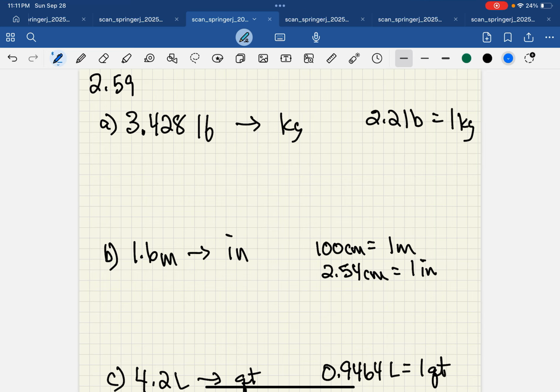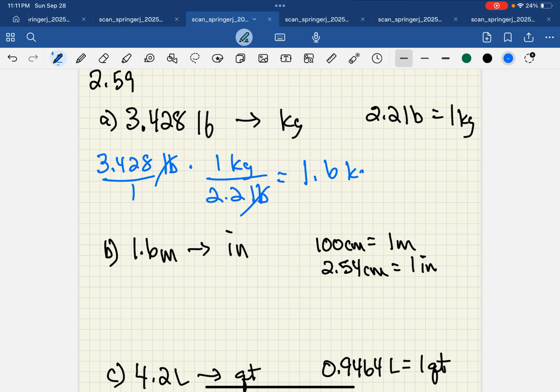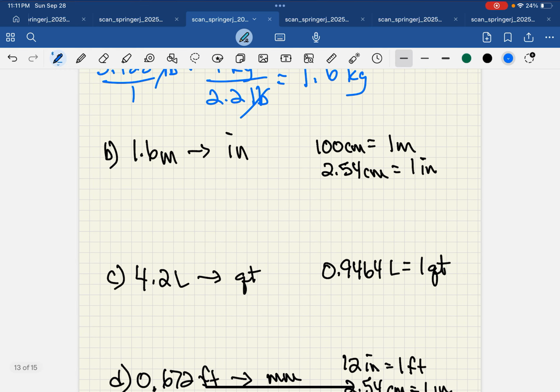So we're turning pounds to kilograms. We know there's 2.2 pounds per kilogram. So 3.428 pounds times 1 kilogram over 2.2 pounds. I punch that in the calculator, I cancel the pounds, and I'm getting 1.6 kilograms. You might have gotten 1.5581, 81, 81. I call it 1.6. You do what you like.